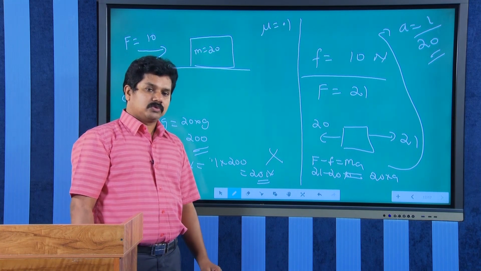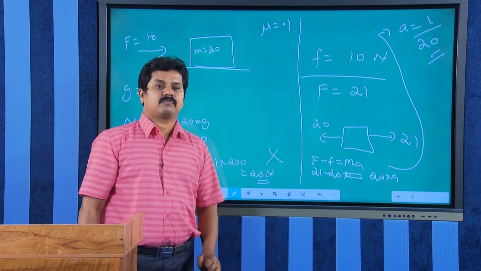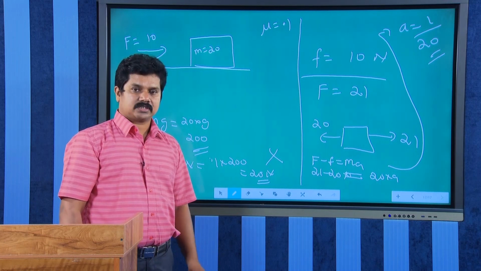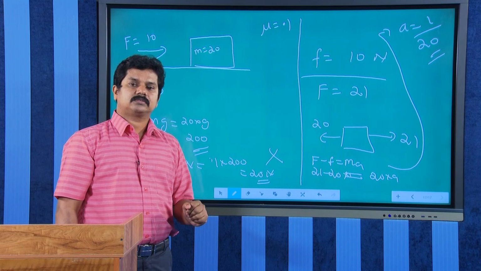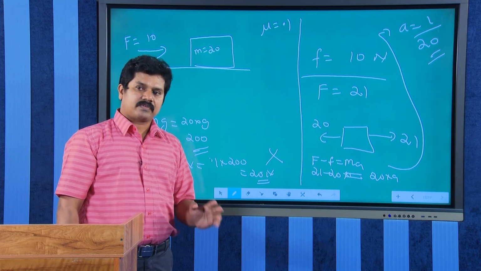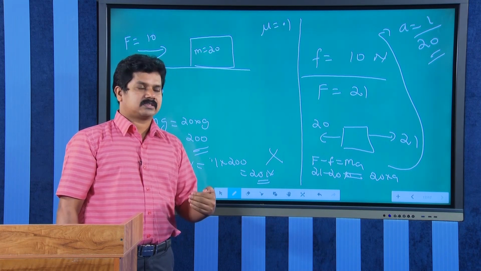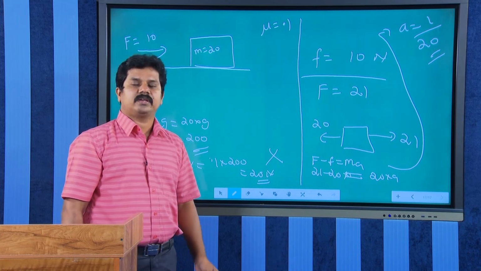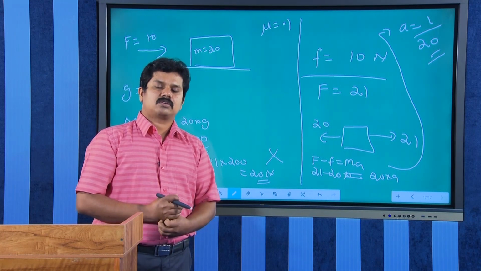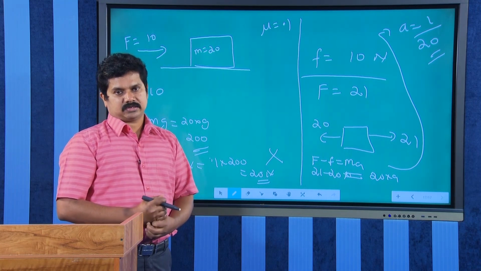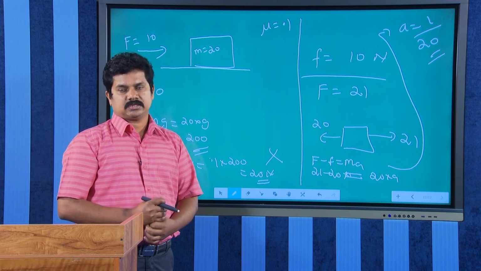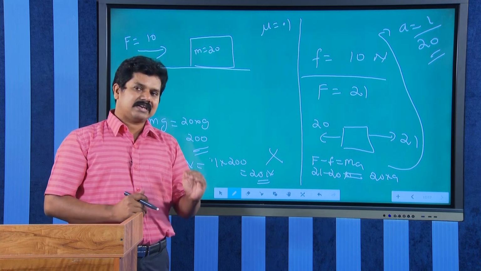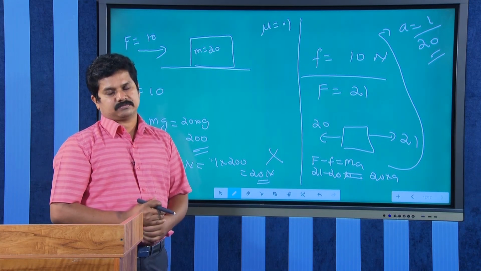Before the motion starts, the frictional force acting will be static friction. It will go up to a maximum value, that is called limiting friction. After that, if the applied force exceeds it, the block starts moving. Now the frictional force is called kinetic friction. The kinetic friction will be constant, independent of the velocity, and slightly less than limiting friction.